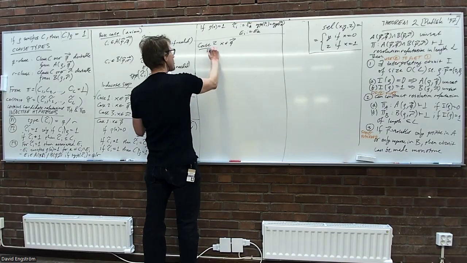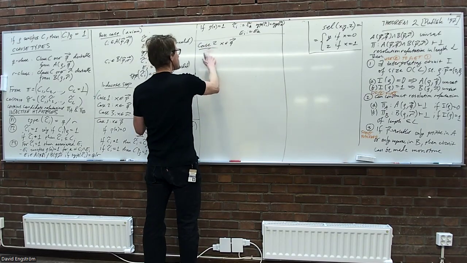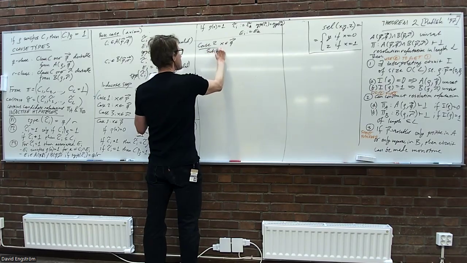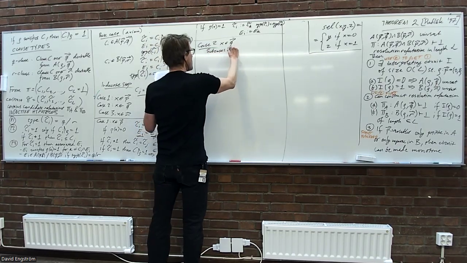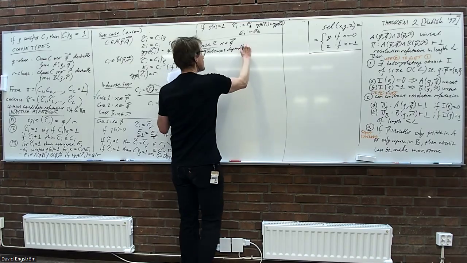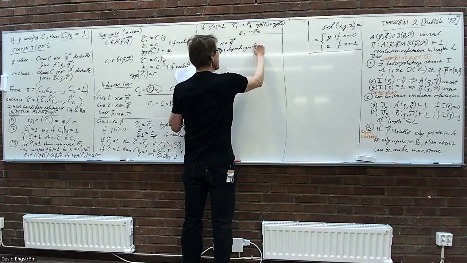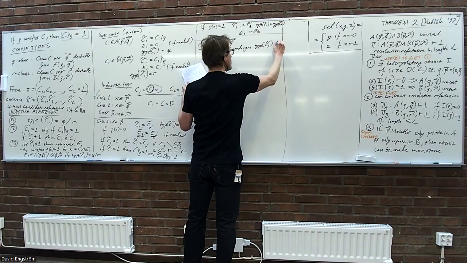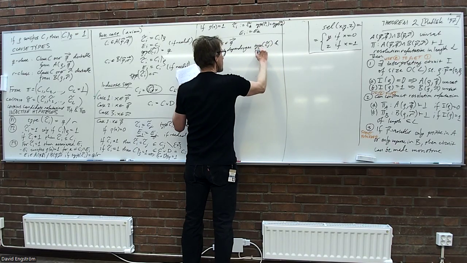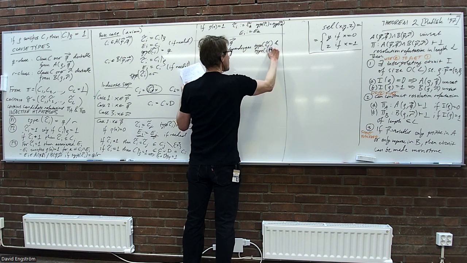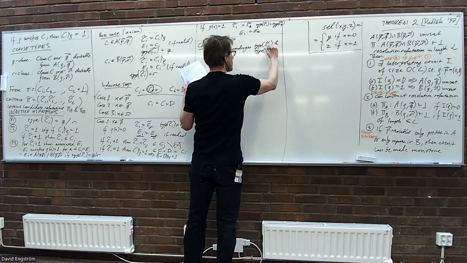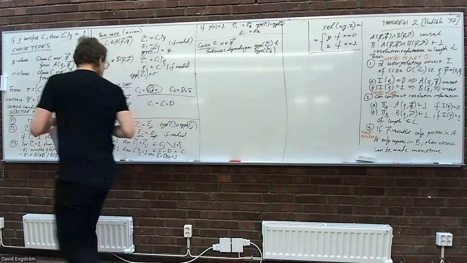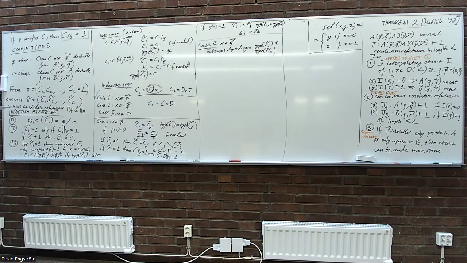Okay, so now we get subcases, depending on type CJ tilde and type CK tilde. So let's see if we can argue a little bit about this.